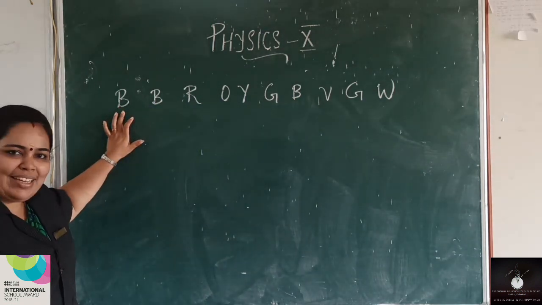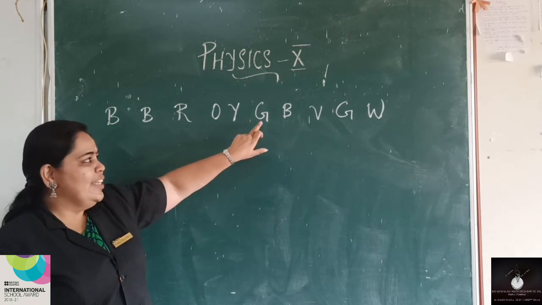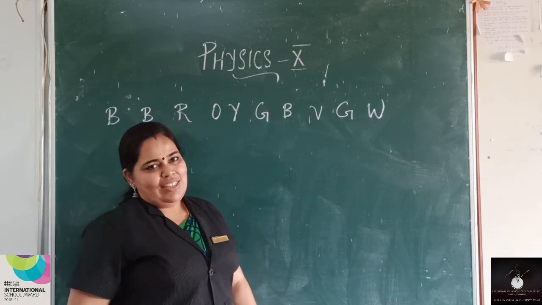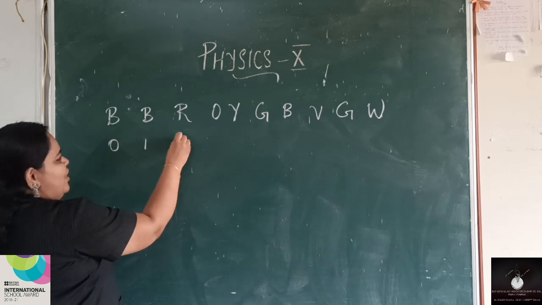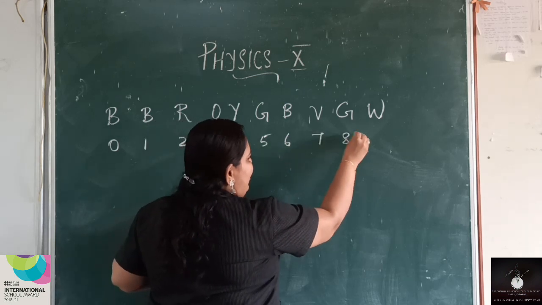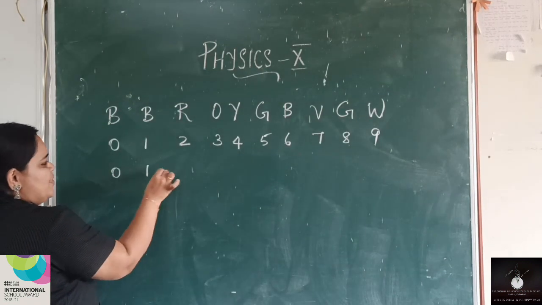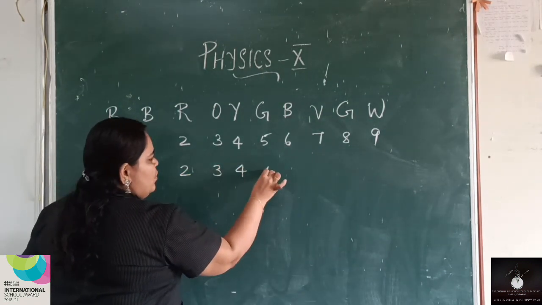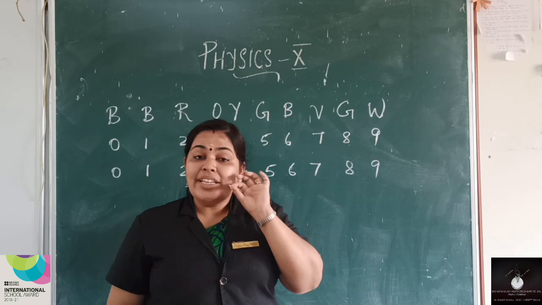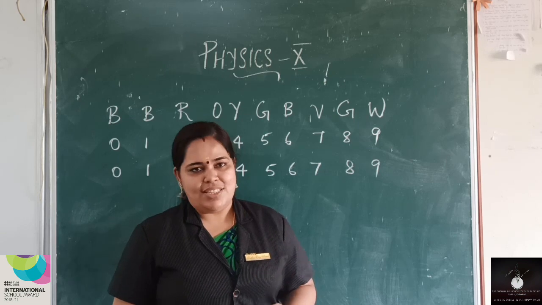First, B represents black. Then brown, red, orange, yellow, green, blue, violet, grey and white. So we can write like this: 0, 1, 2, 3, 4, 5, 6, 7, 8, 9. And the third one represents the number of zeros. So, if you are given a resistor, by looking at the colors, you can find out the value of resistance.